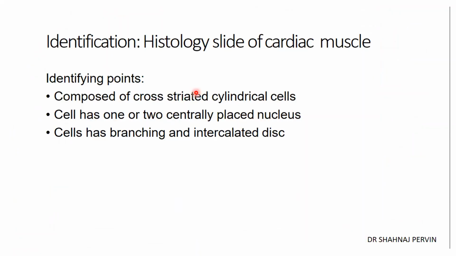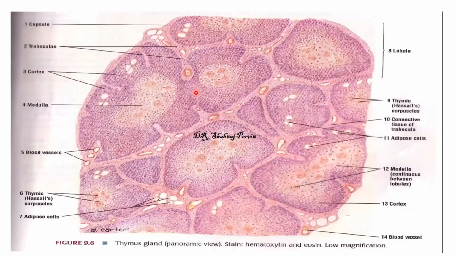Now I am moving to the lymphatic vascular system. This is the thymus, that means a lymphatic organ. So when you are seeing this thymus, thymus is a gland, so it has an outer capsule. This is the outer capsule, inside the parenchyma. Capsule sends septum inside and divides into different lobes. One lobe contains outside cortex, inside medulla.